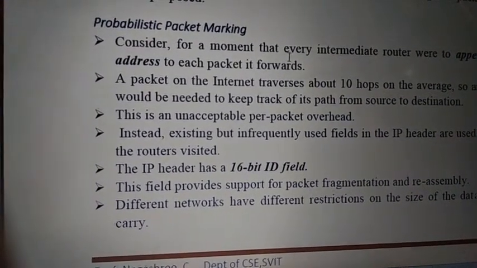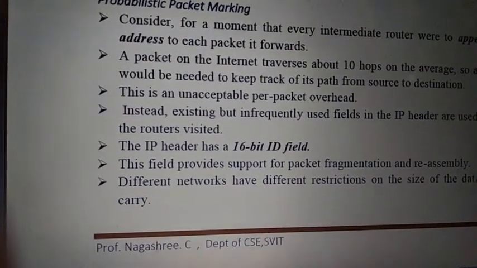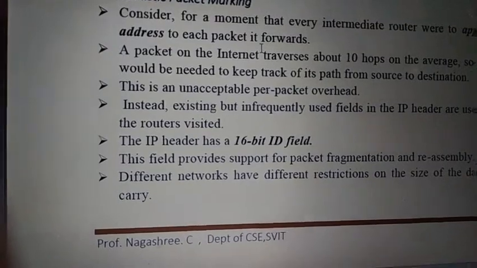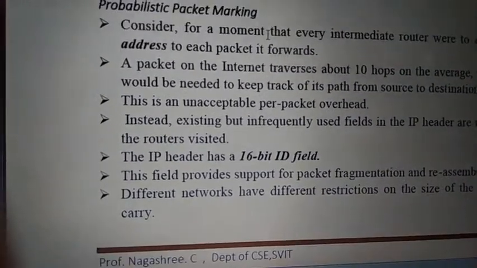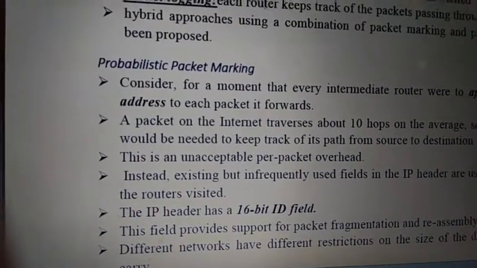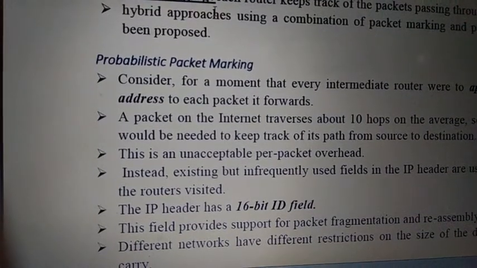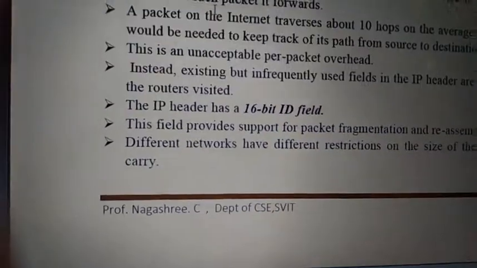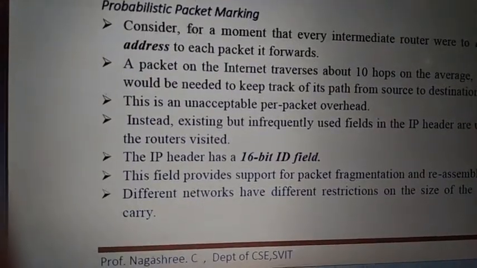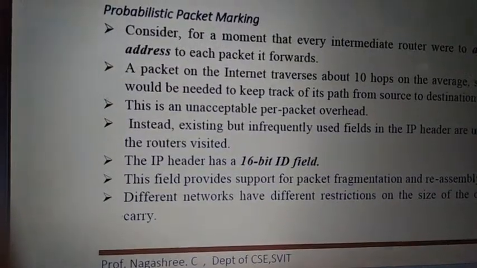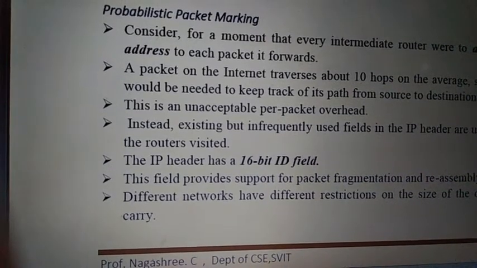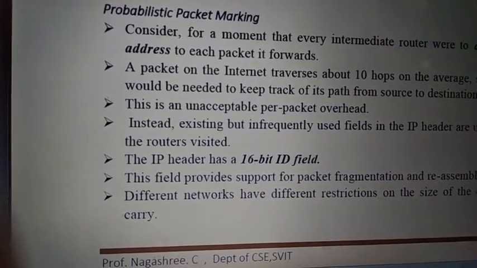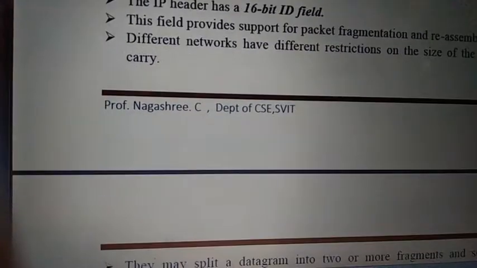Probabilistic packet marking is where we keep appending the router's 32-bit IP address to each packet it forwards. By that we can check whether an attacker or intruder is adding it or not. That is packet marking. Similarly, packet logging is the same idea: each router keeps track of packets passing through and maintains the packet details. Using a combination is a hybrid approach.